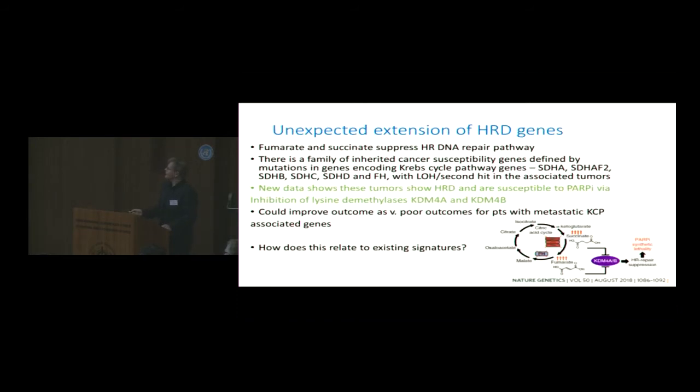And there can be unexpected extensions of HRD, because we would never think of the Krebs cycle as a classic HRD pathway, but in fact in a recent paper it shows that the tumors with SDH mutations in the germline actually seem to be susceptible to PARP drugs. I don't think there have been any patients in trials treated, but there's a question of whether this could improve outcomes. So this is an interesting point, that it may work in one direction, that the signature doesn't play out in BRCA in the wrong cancer, but actually it does play out in a completely different gene, in a completely different setting.